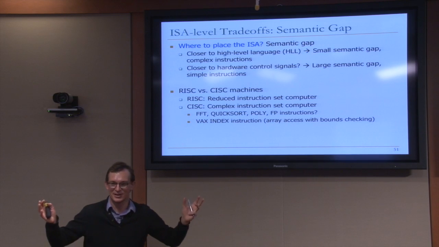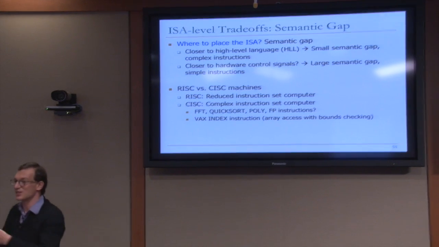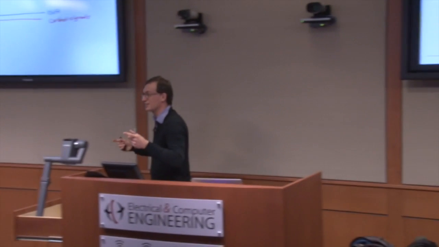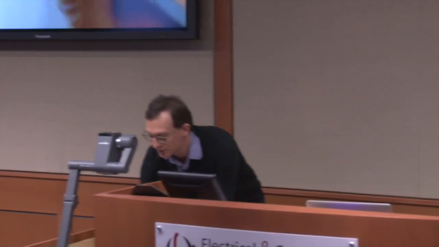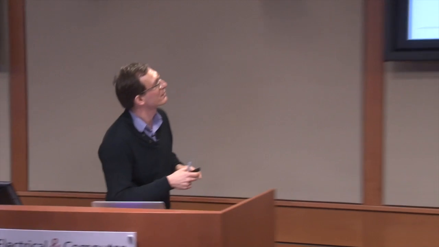You could support languages that support bounds checking in their arrays, right? Like Java, easily, right? And you could do multiple dimensional array accesses. But it's complex. So now you're closer. With the VAX index instruction, you're really closer to the high-level language over here. Whereas all you had was add, multiply, then you're much closer to the control signals. And the compiler needs to compile that indexing and bounds checking all the way into those smaller, simpler instructions.